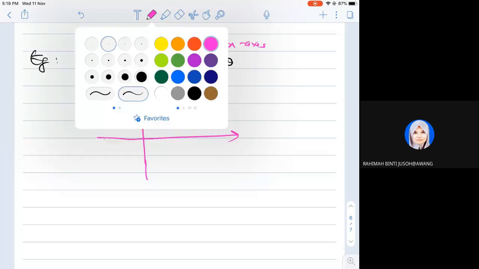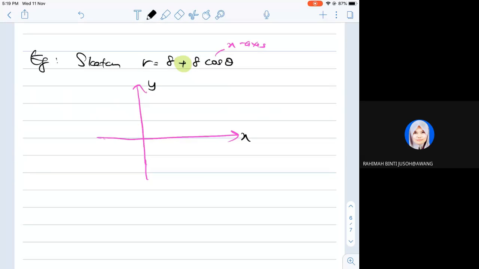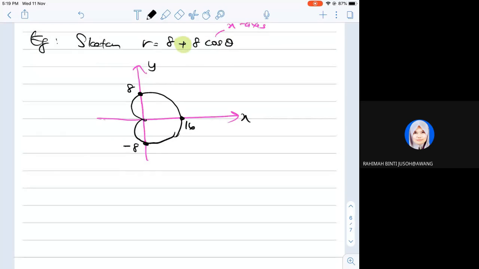Okay, this is X, this is Y. So your cardioid, dia akan lebih besar. Okay, lebih besar, bigger on the right hand side. So we have this type of graph. Okay, and the value here should be 8 plus 8, 16. And the value here is 8. The value here should be -8. Okay, now I will explain to you why we have the point here 0. Dekat sini 0. Kenapa dapat 0 ni?